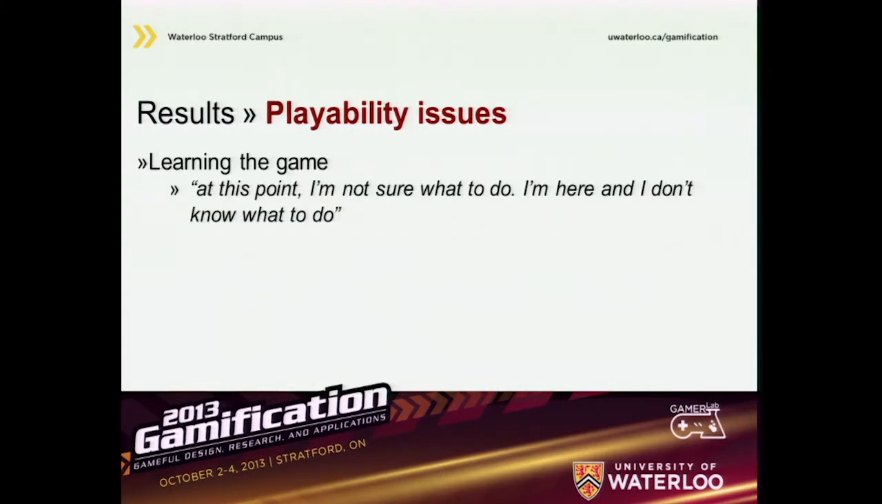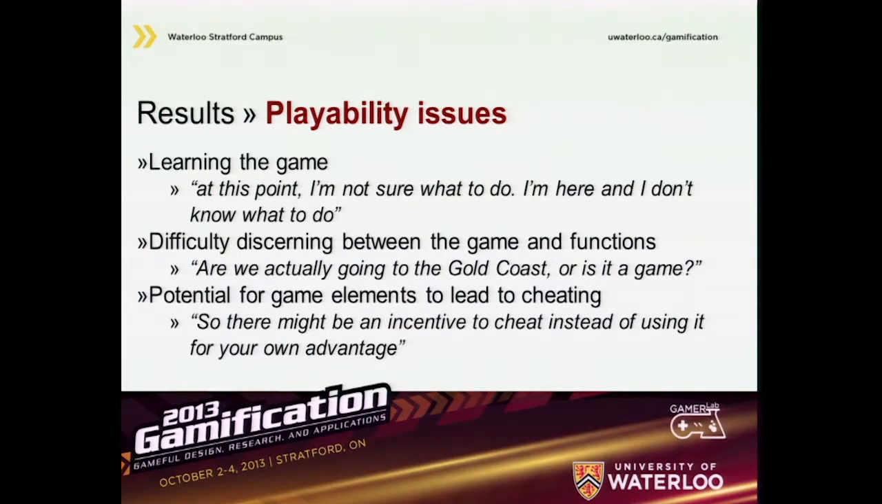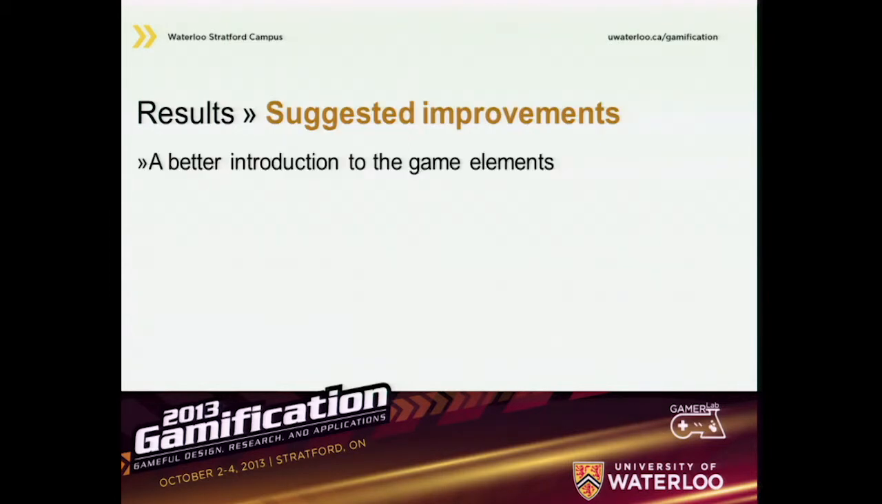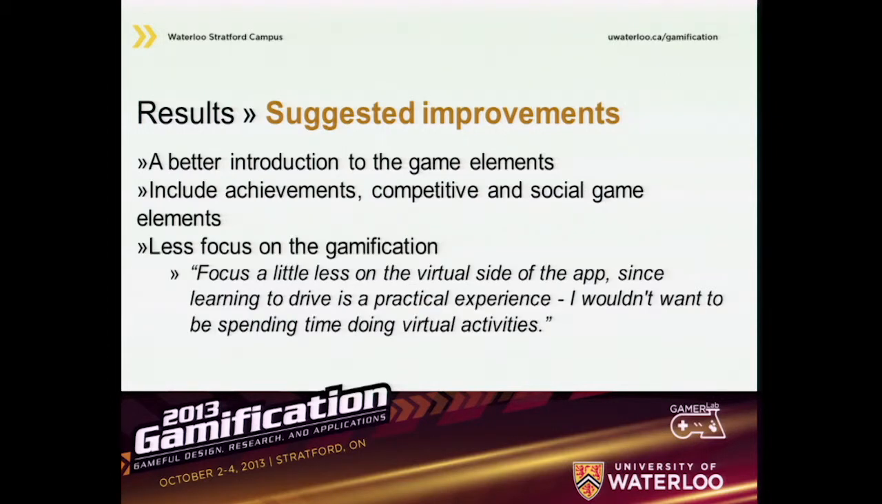So we had some playability issues, so learning, as I said before. Some people got to a point where they said, I don't know what to do from here. One person had difficulty discerning between the game and the functions of the app. They said, so I have to drive all the way around Australia to finish this? So it's interesting trying to align the goals of the game and get it across as well. And there's a potential for game elements to lead to cheating. In terms of suggested improvements, they want a better introduction. Some people want achievements as well, competitive and social game elements, and less of a focus on gamification.